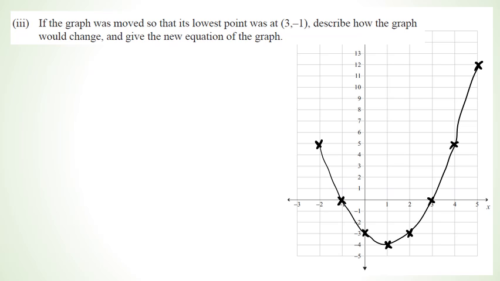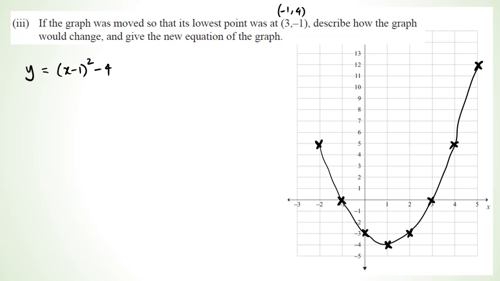Now, remember that this equation here, we had it in 3 different formats, right? The first format was the vertex form, which was y equals (x minus 1) squared minus 4. I'm going to do the vertex form first. With the vertex form, the lowest point in this case is at (1, -4). So this is the original equation.